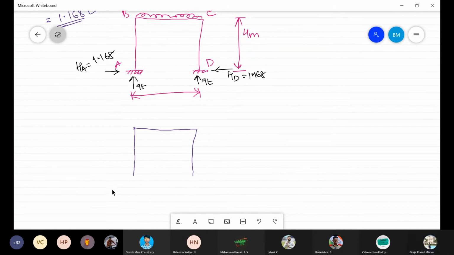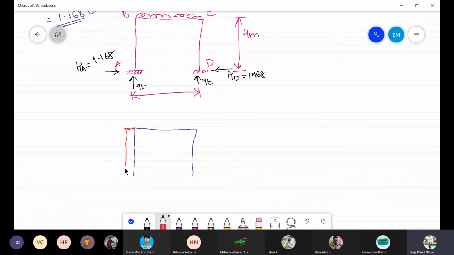So here, how much is RAB? Let us say this is the structure. How much is RAB? RAB is 1.558, right? Am I correct? 1.558. So that is moment. Sorry, not RAB. Moment.